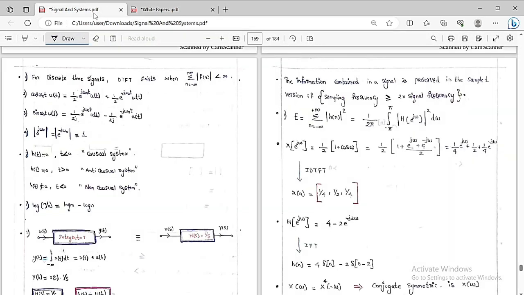So in this case, they are saying the discrete time Fourier transform for a discrete time signal exists when f of n is absolutely summable, meaning the sum from n equal to minus infinity to plus infinity of mod of f of n is less than infinity.